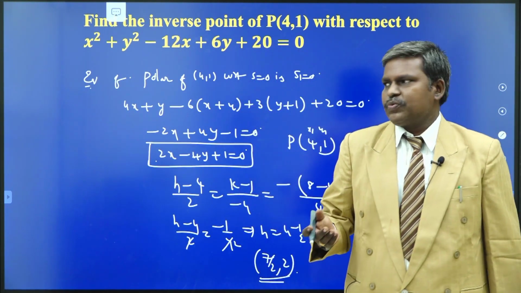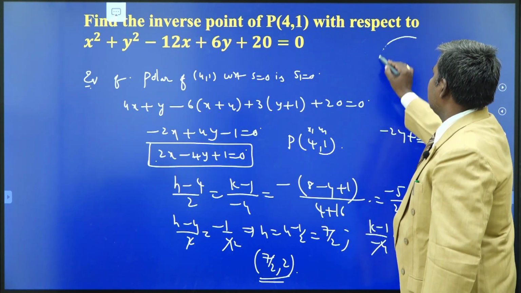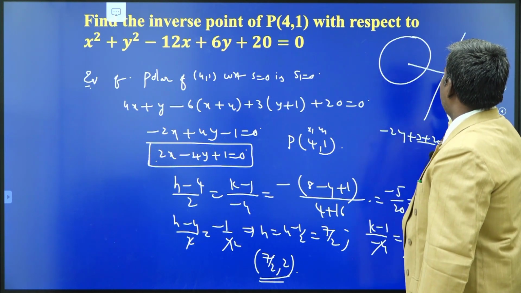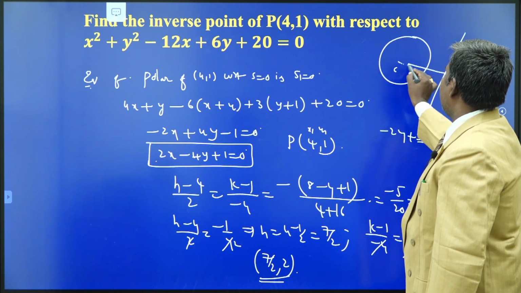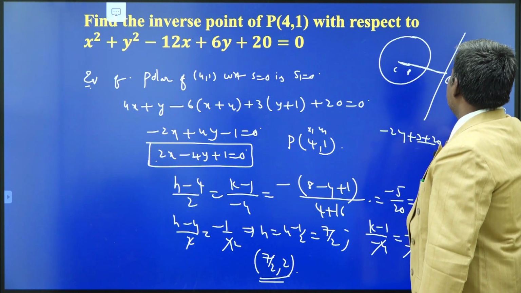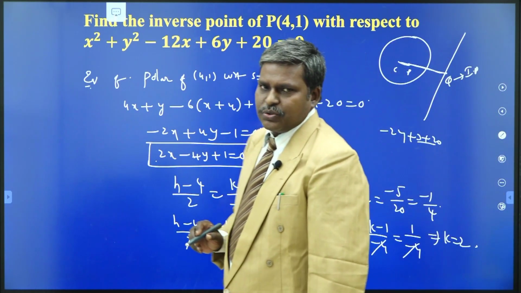Okay, how to do this one? Write the polar of P and find the foot of perpendicular. This is your circle. This is your given point. Write the polar and find the foot of perpendicular drawn from either the center or the given point to this one. This is your inverse point, the inverse point of P with respect to the circle.